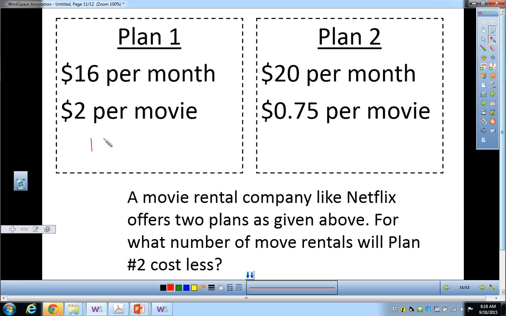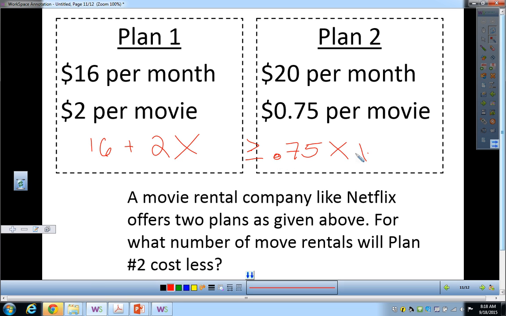16 plus 2x. That's the left side of the inequality. Who wants to give me the right side of the inequality? I'm going to pick a number, 26. Who's 26? No, you already went. I get number 17. Who's number 17? That's you. 20 plus x is greater than or equal to 0.75x plus 16. Is that correct?